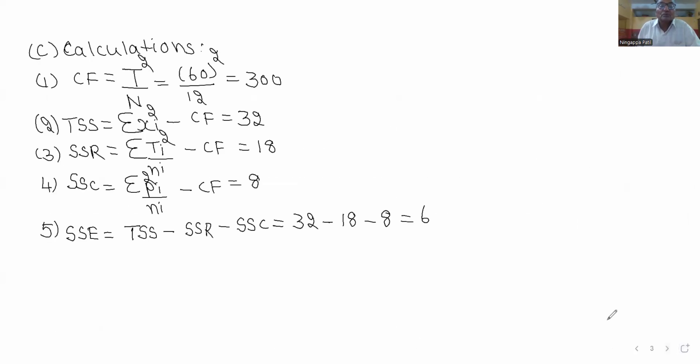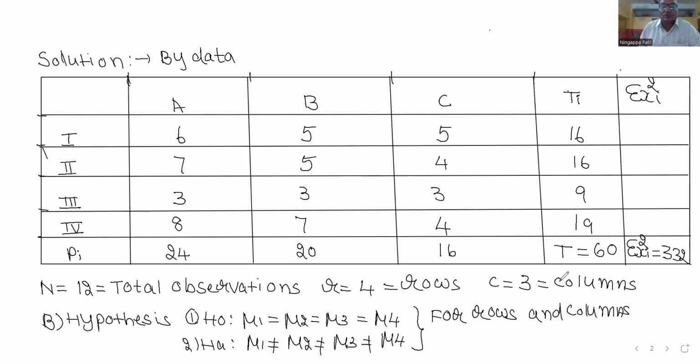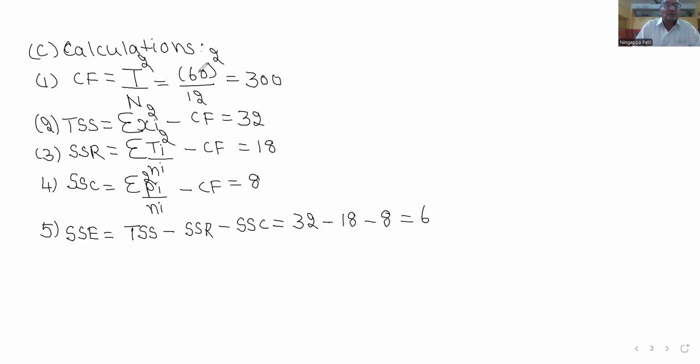Okay. Now, next calculation. My dear students, CF equal to T square upon N. Look here. T value and N value. Now, this is the T. 16 plus 16 plus 9 plus 19. 60. This is the T value. Total sum of all observations, it is 60. Look here. T equal to 60 and N equal to 12. You can write these values here and make a calculation.